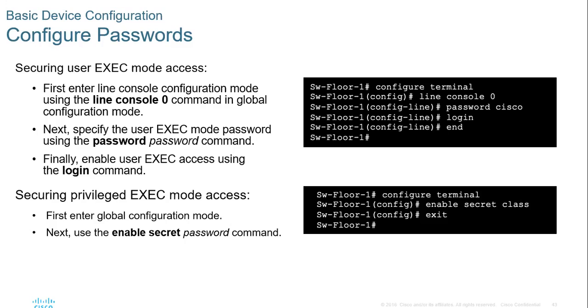Securing privileged execution mode. How to secure: configure terminal, enable secret class, exit. First, enter global configuration mode. Next, use the enable secret password command.